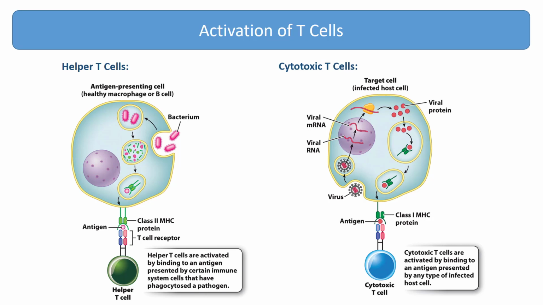As another example, tumor cells express novel antigens along with MHC class I proteins and may also be eliminated in some cases by cytotoxic T cells. Once activated, T cells divide and form clones of helper or cytotoxic T cells. Some cells of each type are memory cells that provide long-lasting immunity following an infection, as in the case of B cells.